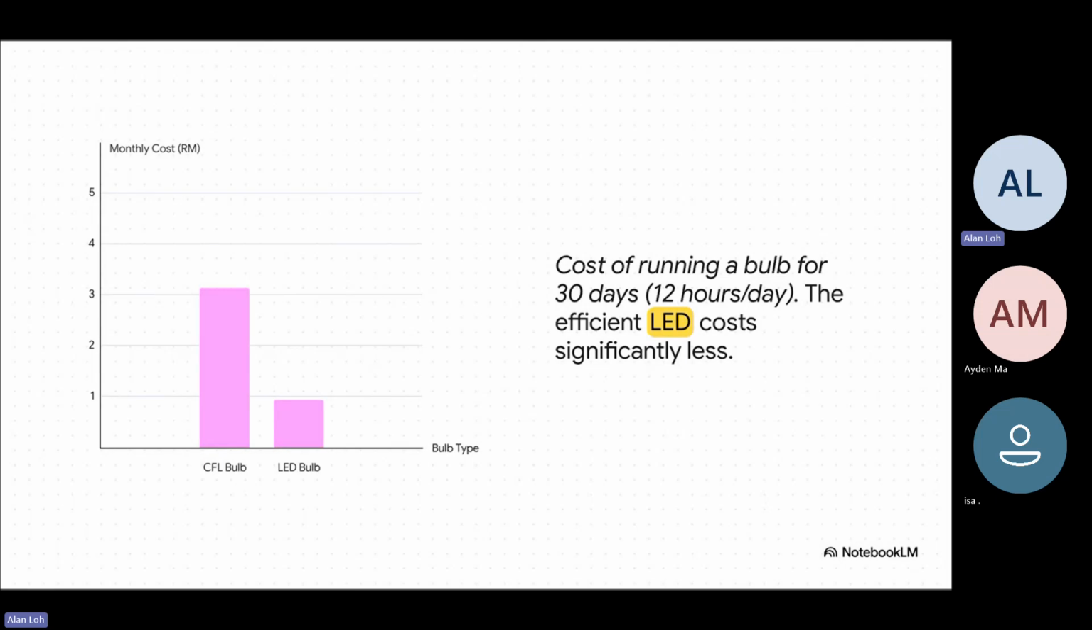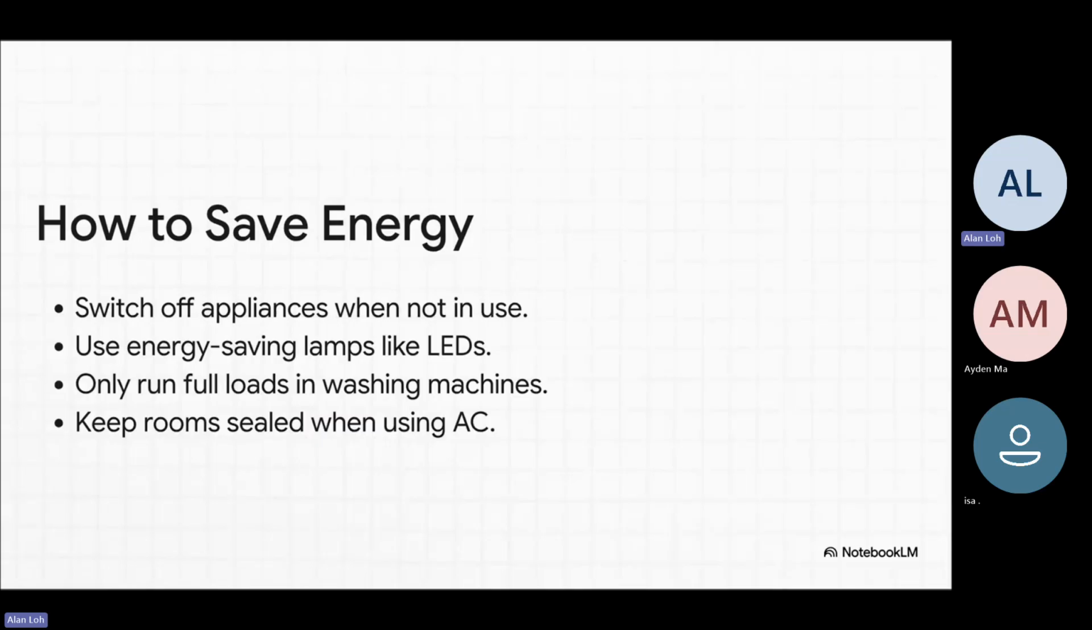And this choice of appliance has a huge impact on your wallet. Just look at this chart. We're comparing the monthly cost to run 2 different light bulbs that give off the same amount of light. The older CFL bulb costs more than 3 times as much to run as the newer, super efficient LED bulb. Over a year, that really adds up. So what's the big takeaway here? We can all make smarter choices to cut down on our energy use.